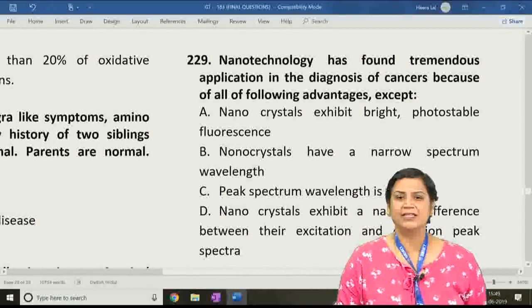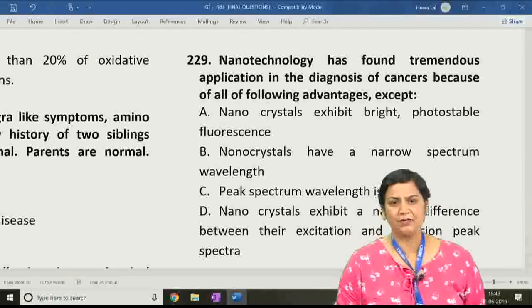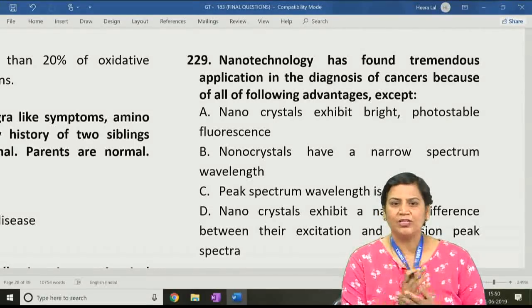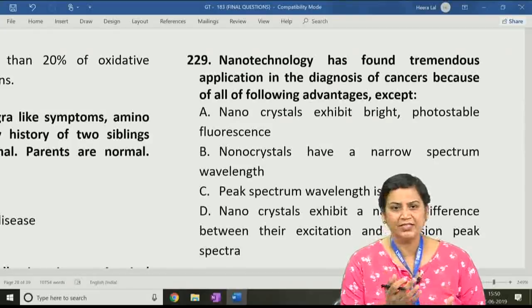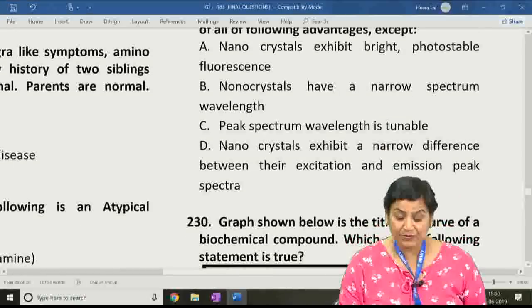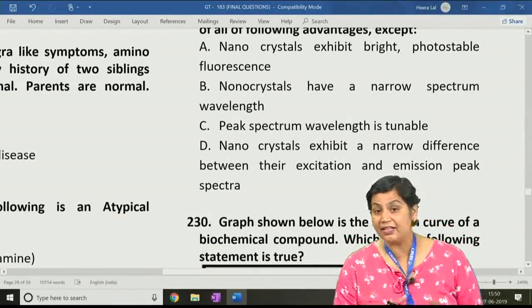Nanotechnology has found tremendous application in the diagnosis of cancer because of the following advantages. Yes, now see, nanotechnology is the study of nanoparticles. Nanocrystals exhibit bright fluorescence, yes, it's correct. It has a narrow spectrum wavelength, yes. Peak spectrum wavelength is tunable, yes, we can adjust.